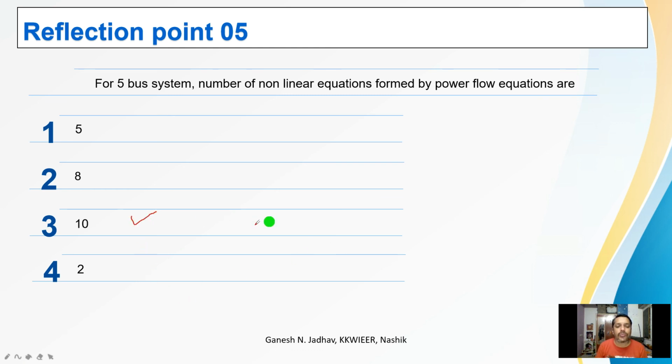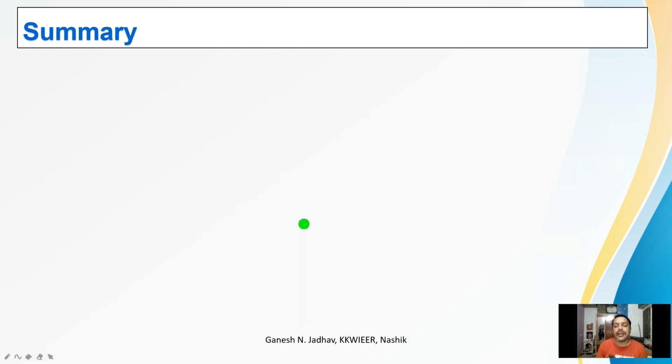So it is 10. The formula is 2n. 2n equations will be there, because one is for active power and one is for reactive power for each bus. The total number of buses is n, so it is 2n. The total number of buses is 5, hence it is 10.